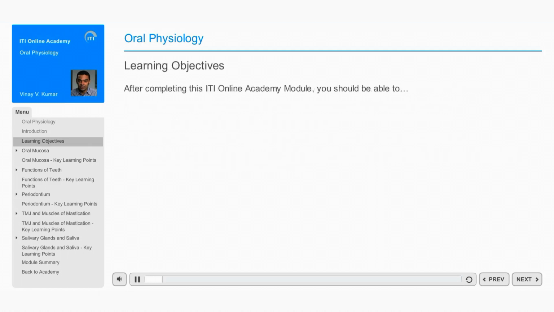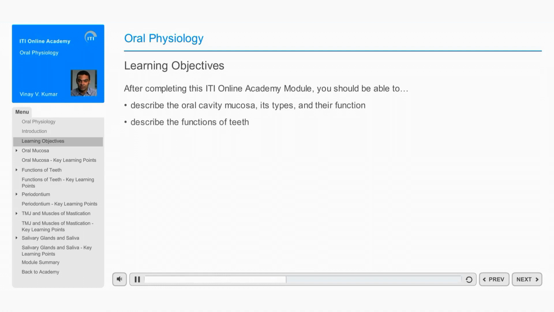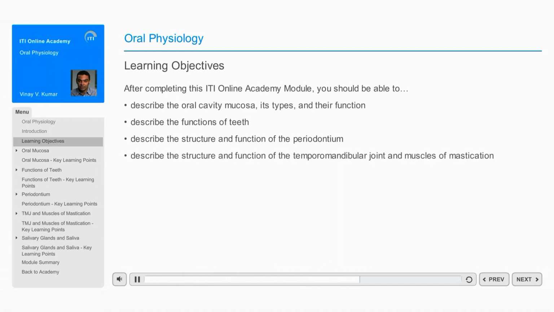After completing this ITI Online Academy module, you should be able to describe the oral cavity mucosa, its types, and their function. Describe the functions of teeth. Describe the structure and function of the periodontium. Describe the structure and function of the temporomandibular joint and muscles of mastication. And describe the function of salivary glands and saliva.